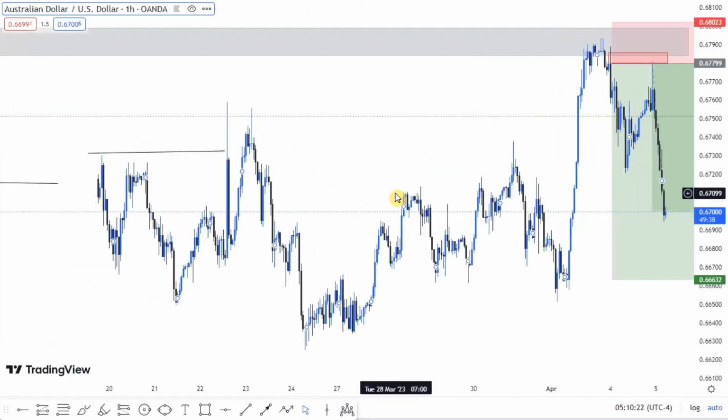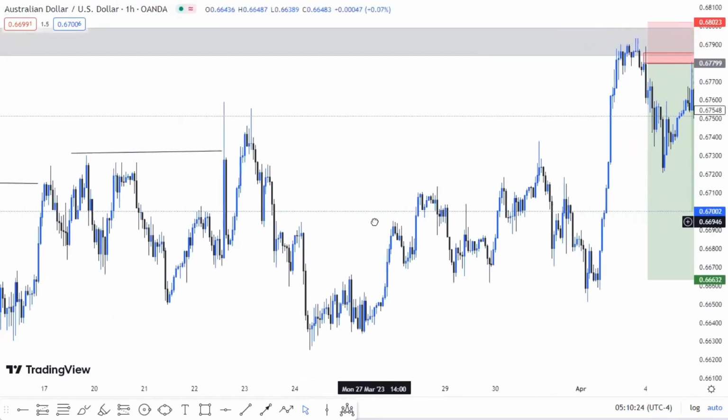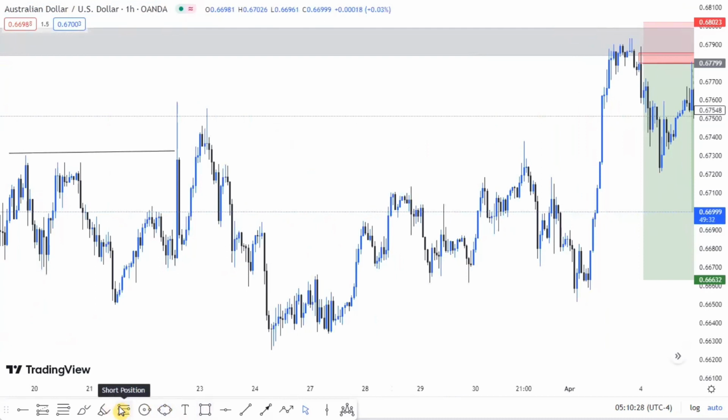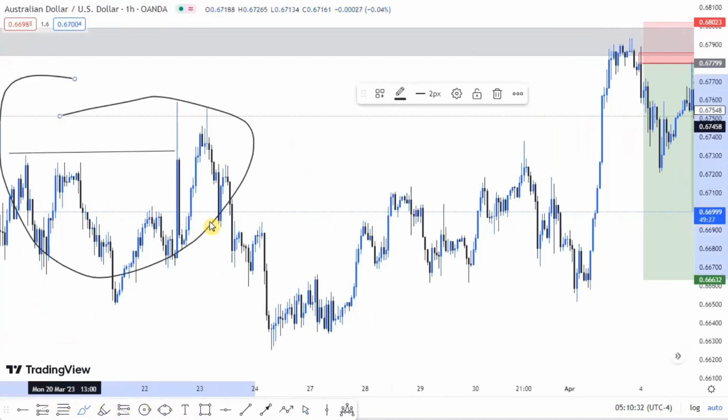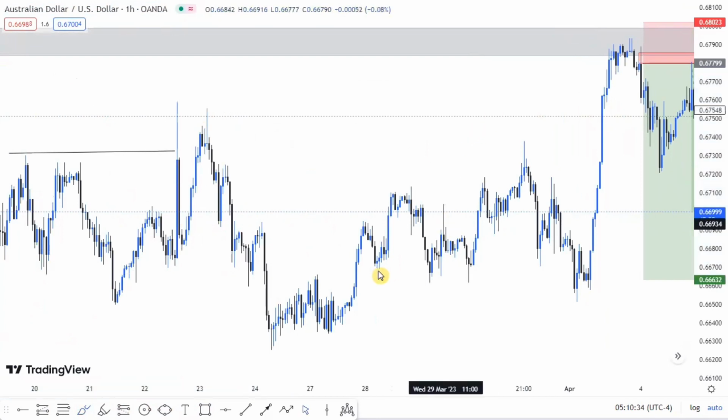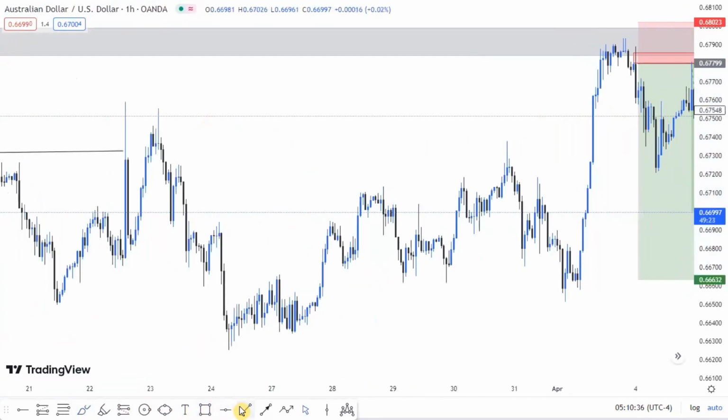First and foremost, without paying attention to the left hand side, because there's a lot of noise there. So now let's break this down. We have a break of market structure.